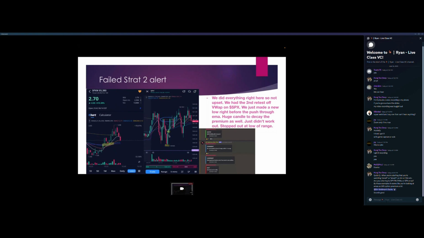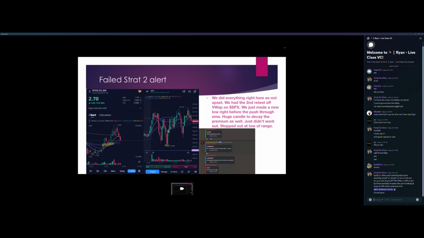I think we might have been up maybe to 2.6, 2.7, but clearly I didn't scale because it wasn't 20%. So I'm not going to take 10%. I want 20%. So I didn't scale here, even though we had a nice entry. And then it just got knifed. Huge candle to decay the premium as well. Just didn't work out. Stopped out at lower range.